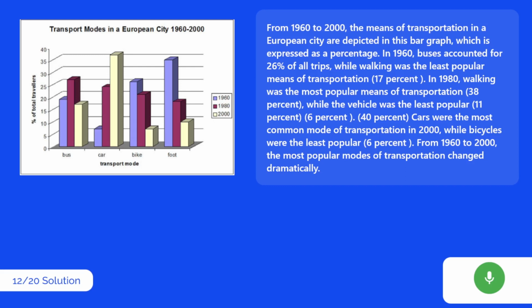From 1960 to 2000, the means of transportation in a European city are depicted in this bar graph, which is expressed as a percentage. In 1960, buses accounted for 26% of all trips, while walking was the least popular means of transportation, at 17%. In 1980, walking was the most popular means of transportation, at 38%, while the vehicle was the least popular, at 11%. Cars were the most common mode of transportation in 2000, at 40%, while bicycles were the least popular, at 6%. From 1960 to 2000, the most popular modes of transportation changed dramatically.